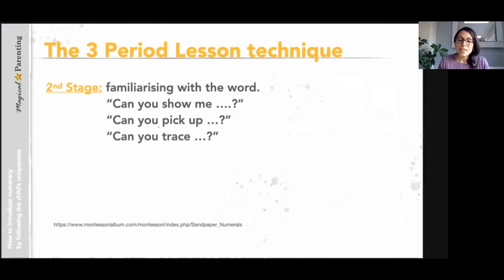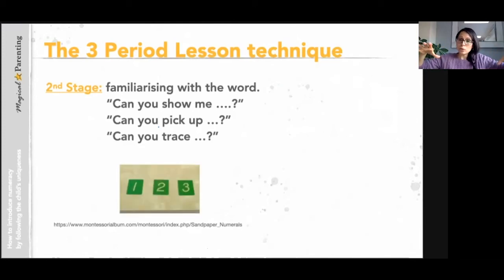So in this case now, you will place the 3 numbers in front of the child. So the child will see 1, 2, and 3. You can put them in random places, doesn't matter, but they will see it. And then you can start to say, oh, can you show me 1? Sorry, can you pick up 3? Can you trace 2? Try to ask a few times to trace rather than just pick or show.